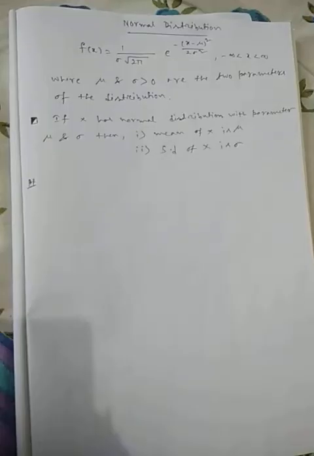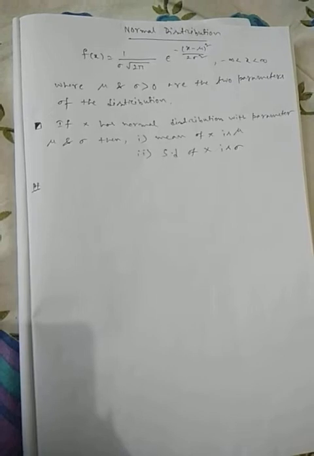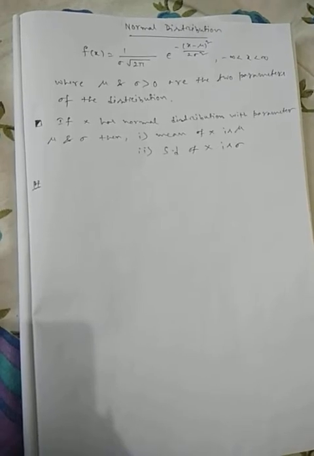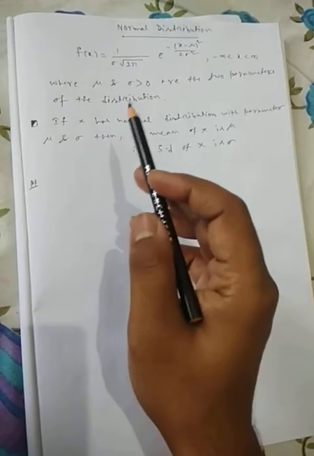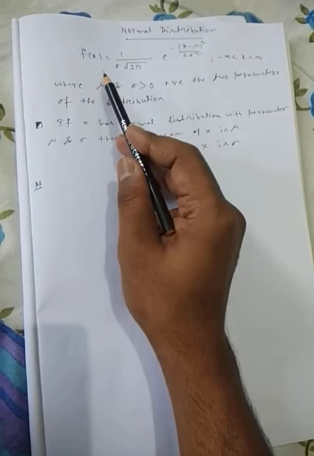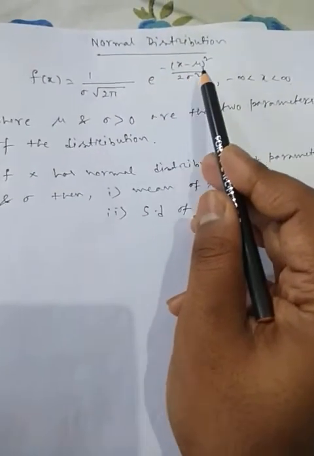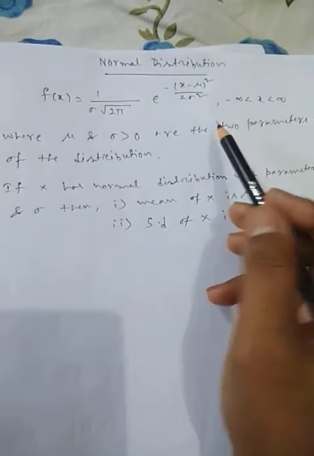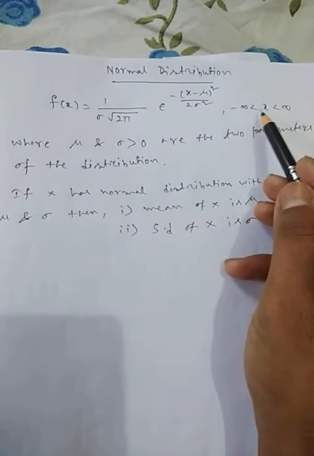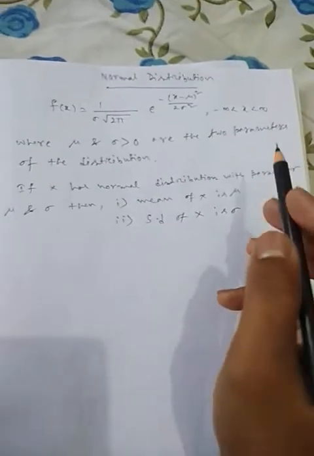Today we will discuss normal distribution. Earlier we discussed the preliminary stage of normal distribution, and we already know that the distribution function of normal distribution is given by f(x) equal to 1 by sigma root 2 pi e to the power minus (x minus mu) whole square by 2 sigma square, where x lies between minus infinity and infinity, and mu and sigma are the two parameters of the distribution.